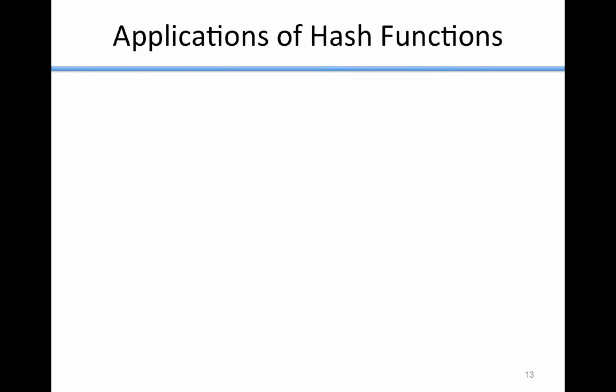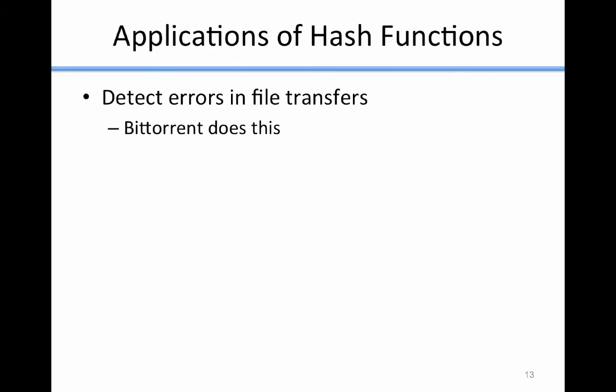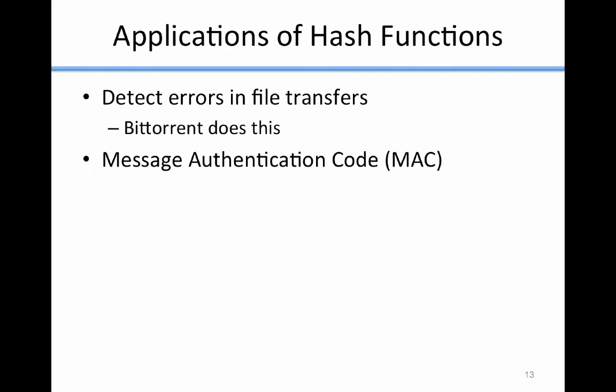So what are some applications of hash functions? What can we do with these? I'm going to talk about 4 here. There are other applications, some of which we're actually going to discuss in the class in future topics. But for now, I just thought I'd talk about 4 that we may not spend too much time on later. The first is that a lot of times hash functions are used to detect errors in file transfers. BitTorrent, for example, does this. BitTorrent uses hash functions to help detect errors in file transfer.